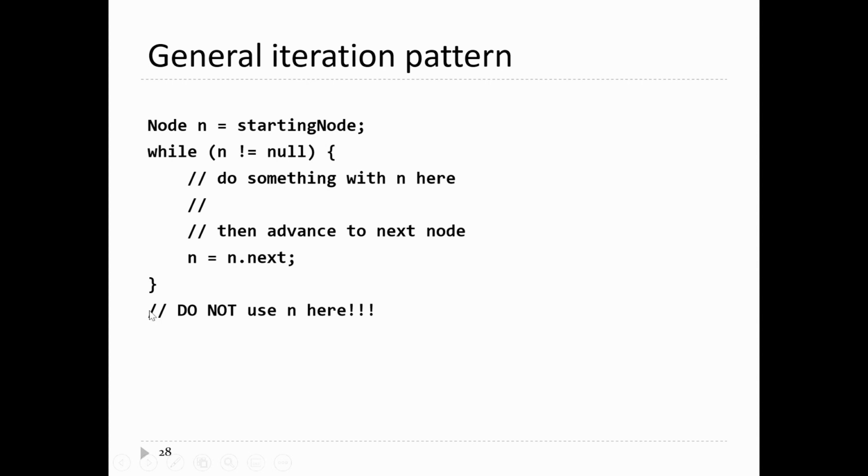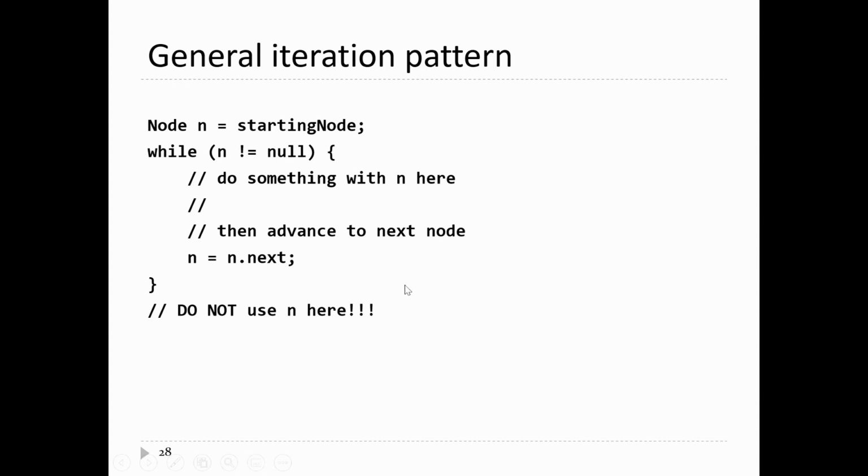Now, when the loop finishes, what you have to remember is that n is null. So when you reach that line that's commented out, whatever you do with n, don't try to use a method or access a field of the node, because n is null. Doing so will cause a null pointer exception. So that's the general iteration pattern.